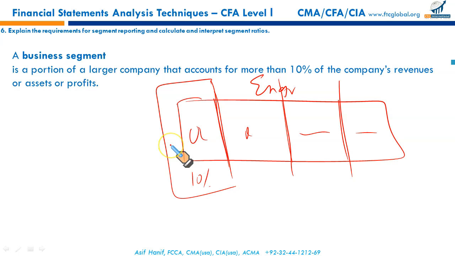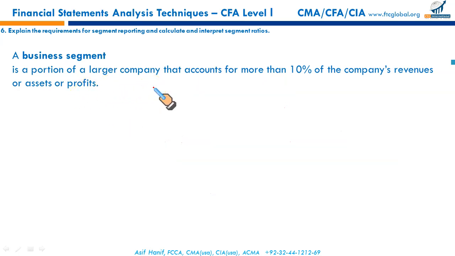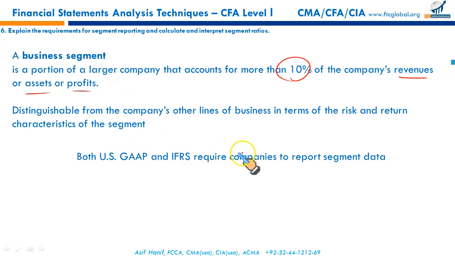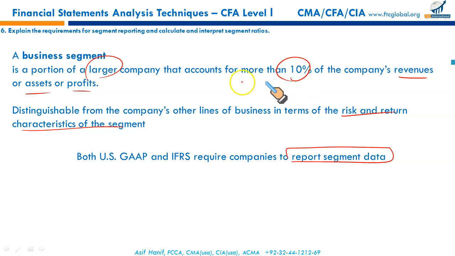So what is a business segment? It's a portion of a larger company that accounts for more than 10% of revenues, assets, or profits. So IFRS and GAAP require you to report such segments separately. Why? Because they are a distinguishable segment of the larger organization, having its unique risk and return. More or less self-contained. It has its own stream of revenues. It has its own distinguishable expenses. So they account for 10% of your revenue or assets or profit.